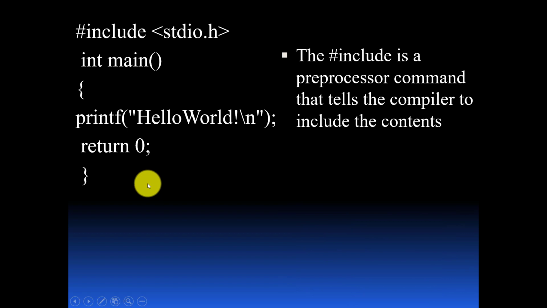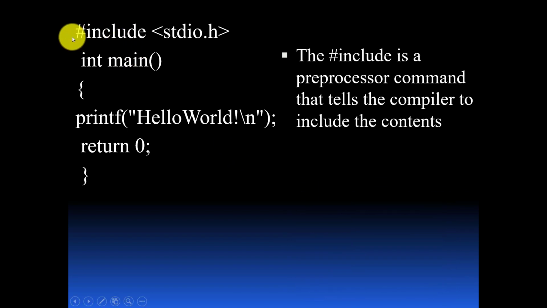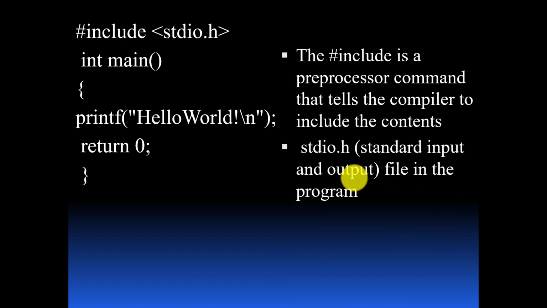Now we know that in the previous video we discussed the format or structure of the C programming language. The first line, hash include, is a preprocessor command that tells the compiler to include the contents. It's a first line command which tells the preprocessor. Now what is a preprocessor? In the previous video we discussed it. Every language has a compiler, an interpreter, or both. Now the compiler does not do certain things by itself.